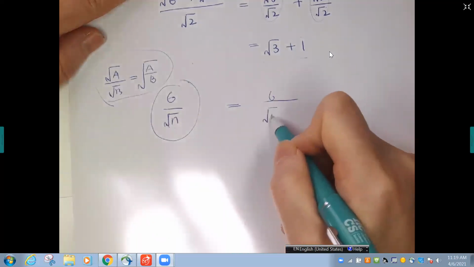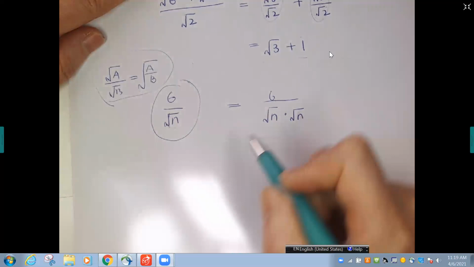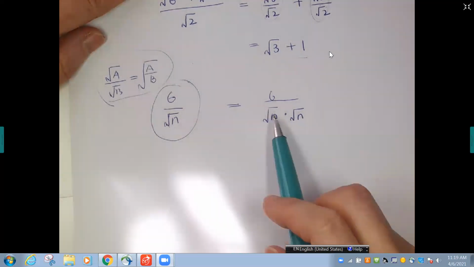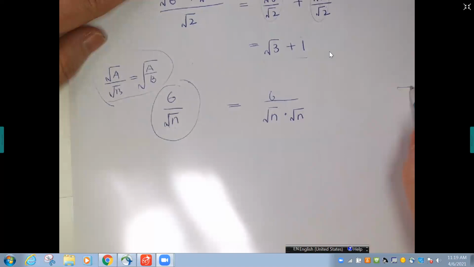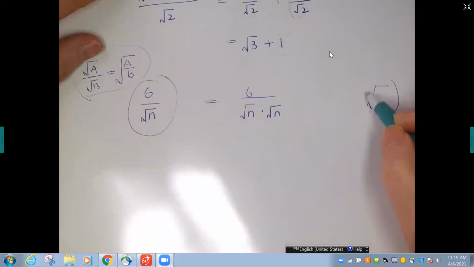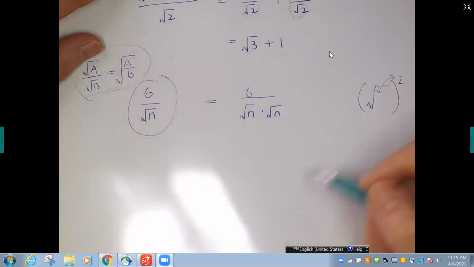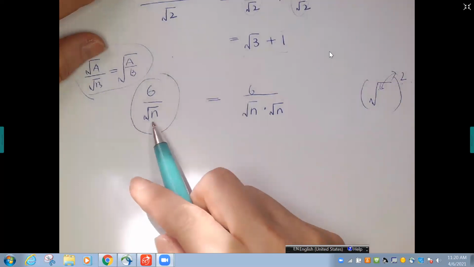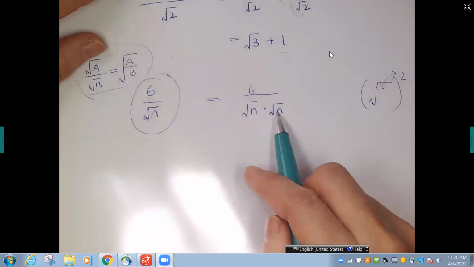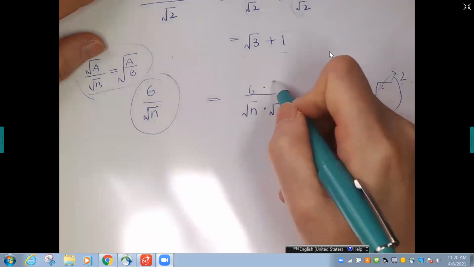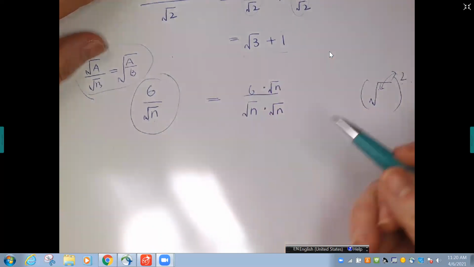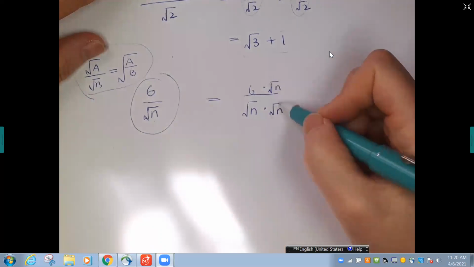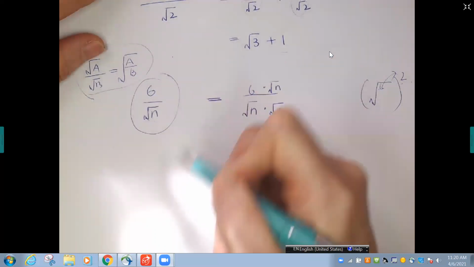If I have another radical expression, I multiply the radical expression by itself. We know how we can get rid of the radical expression: if we raise it to a power, those two will cancel each other. What does it mean to raise to a power of 2? Multiply by itself. So if I have radical n times radical n, then the numerator should be multiplied by radical n as well. Those two are supposed to cancel each other. That's why we know they're equivalent.